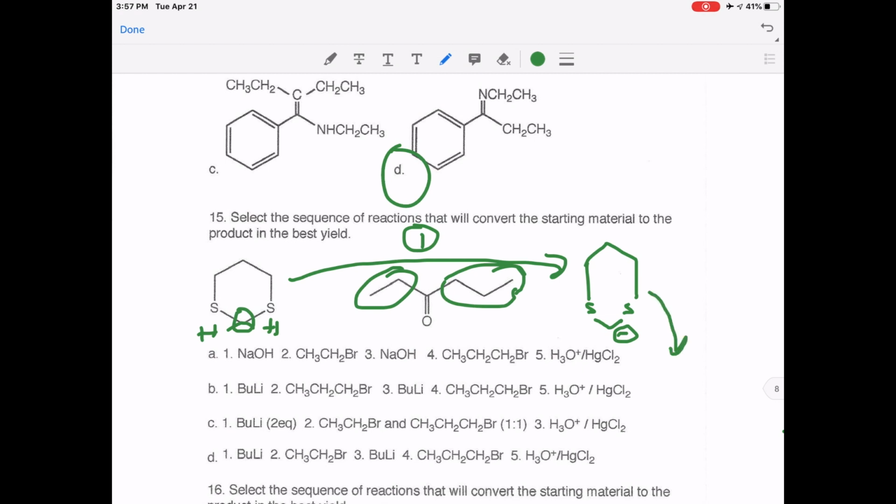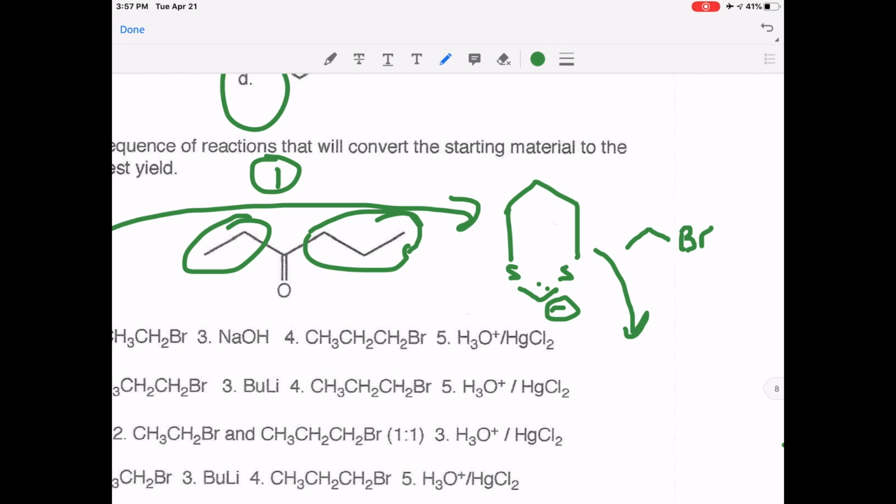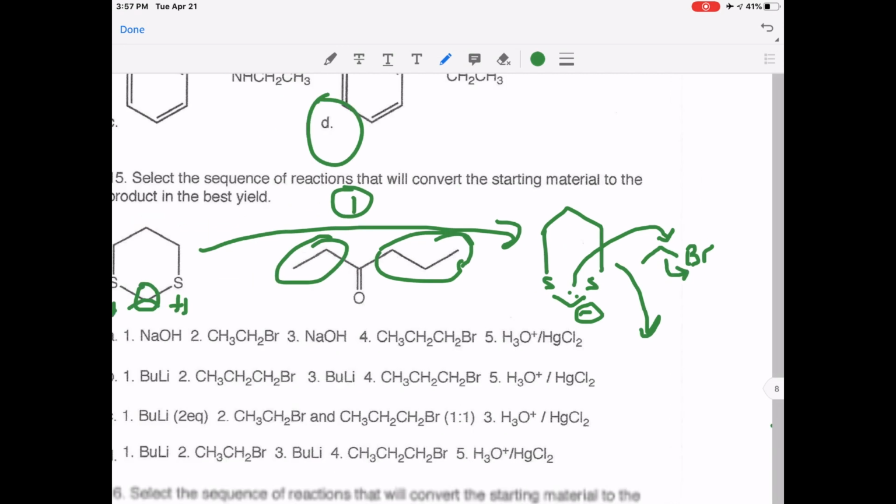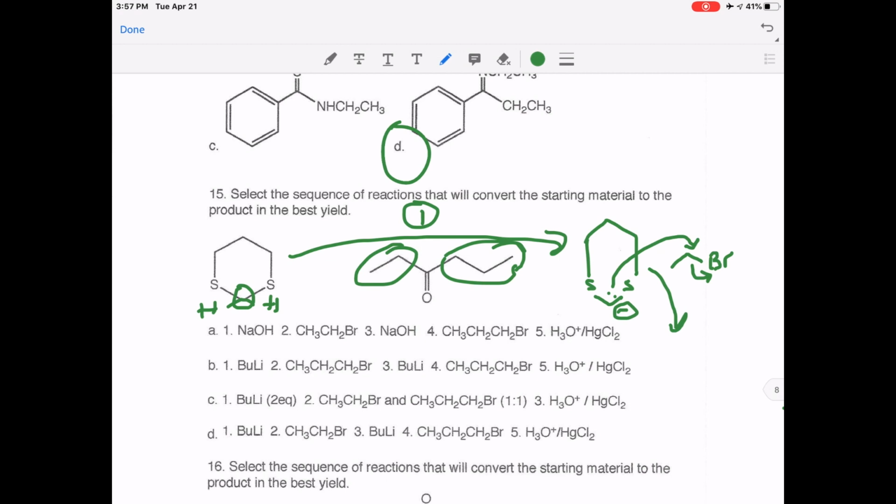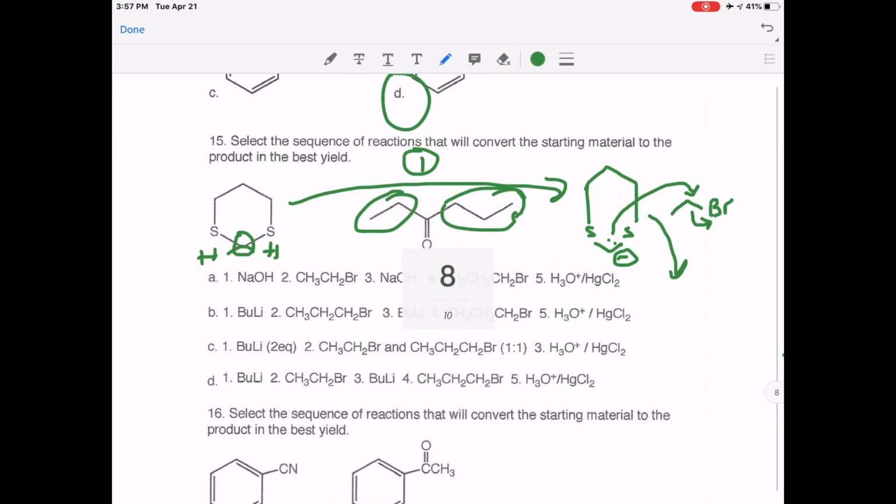and if we do that, if we add ethyl bromide, then the negative charge, the lone pair on this carbon is going to do an SN2 attack on this alkyl halide, causing the bromide ion to leave, and we get our first alkyl substituent on the thioacetal.